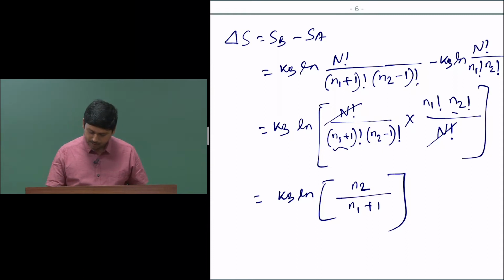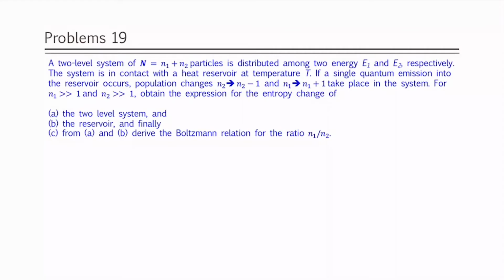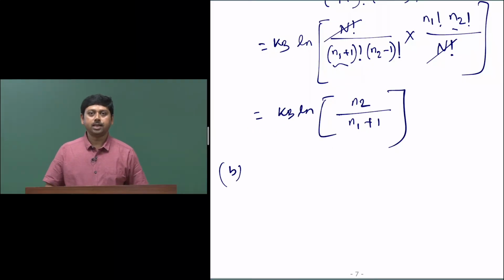And now, we have to see the second part of the question, obtain the net entropy change of the two level system and the reservoir. Second part of the question is how to calculate the entropy of the surrounding. So, this was the entropy change of the system, two level system, and we have to calculate the entropy change of the surrounding.